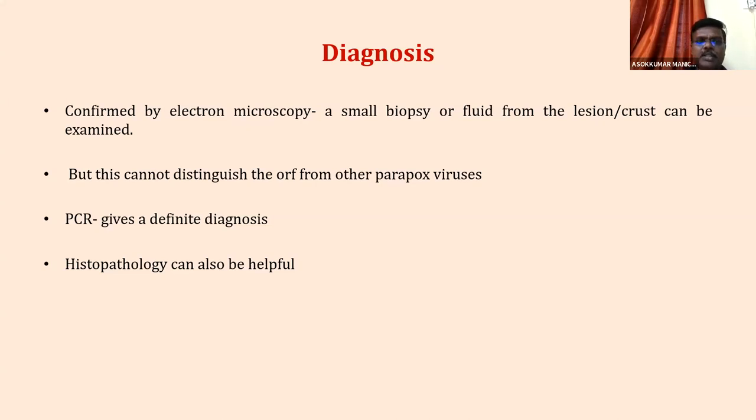Otherwise, this kind of information is available with the electron microscope at our institute. But this cannot distinguish it from the other parapoxviruses. Still, there is a confusion whether it is perfectly the ORF virus or another parapoxvirus, so we have to correlate with the clinical signs. Otherwise, nowadays molecular diagnosis will be useful, whereby you can target the specific regions by using established primers. Otherwise, histopathology can also be helpful, but PCR, electron microscopy and obvious clinical signs will be more than enough to diagnose these conditions.